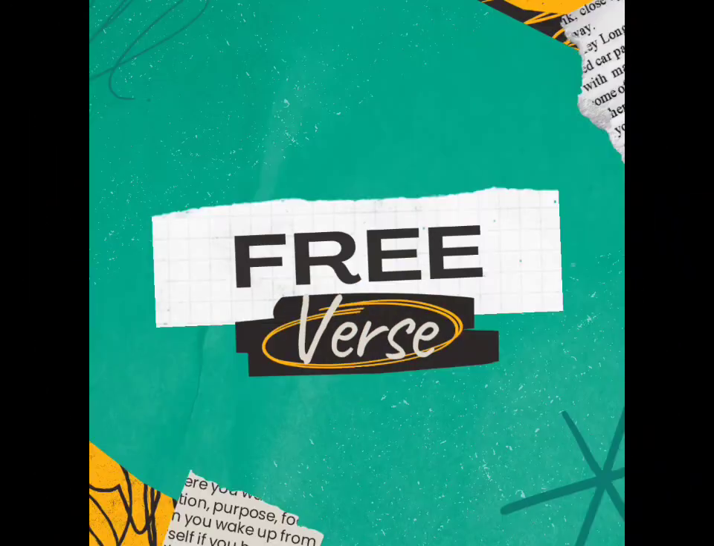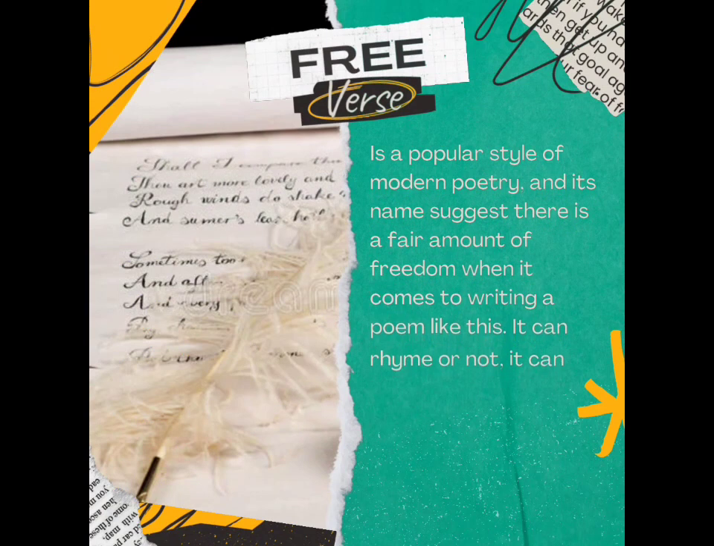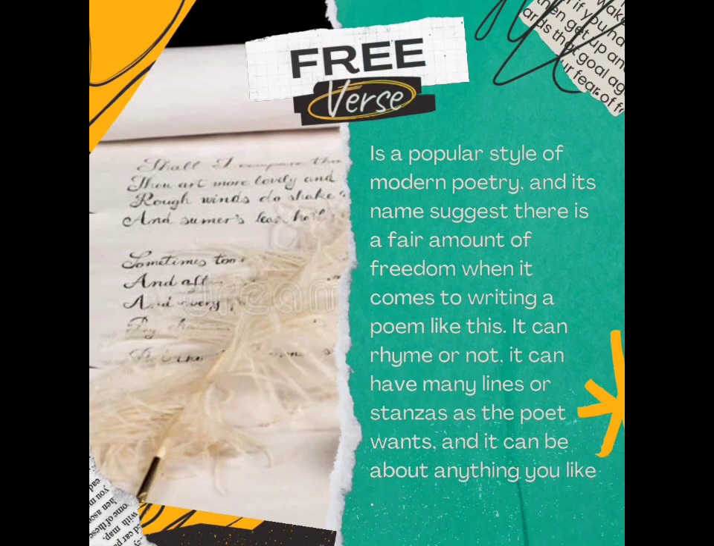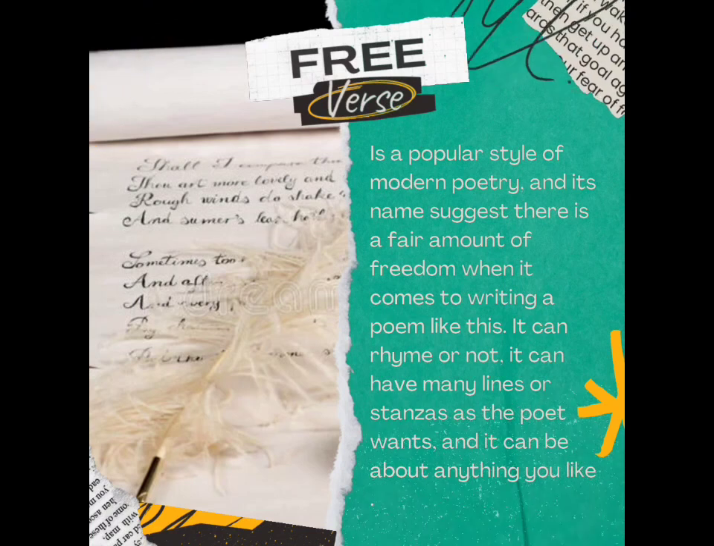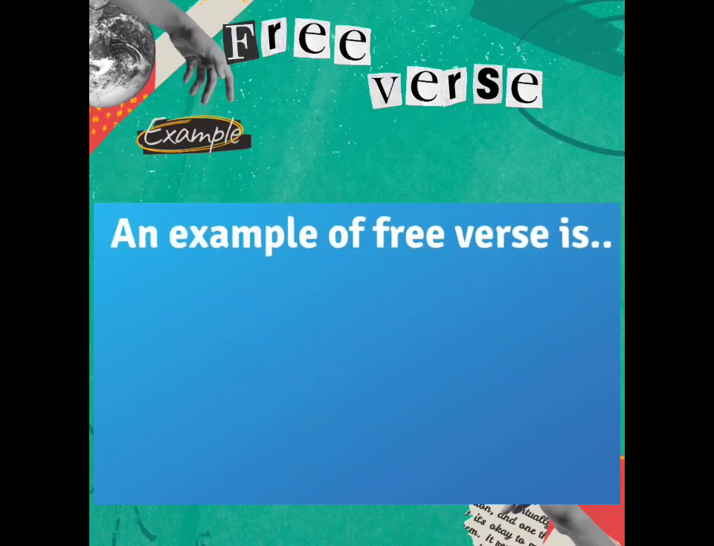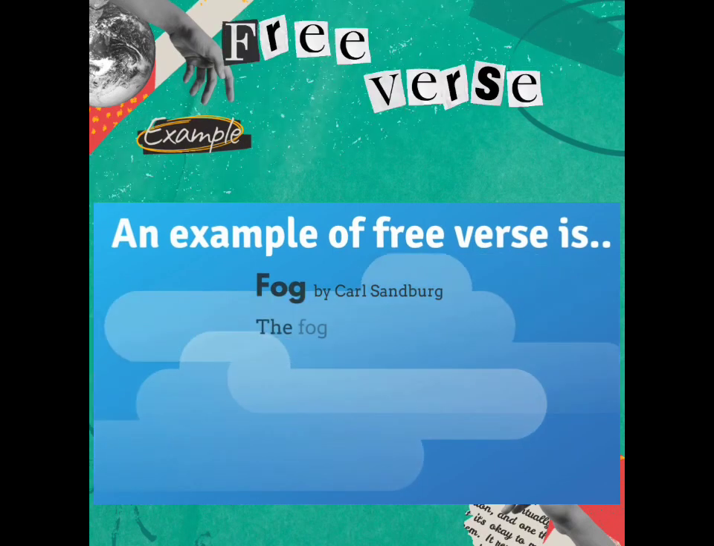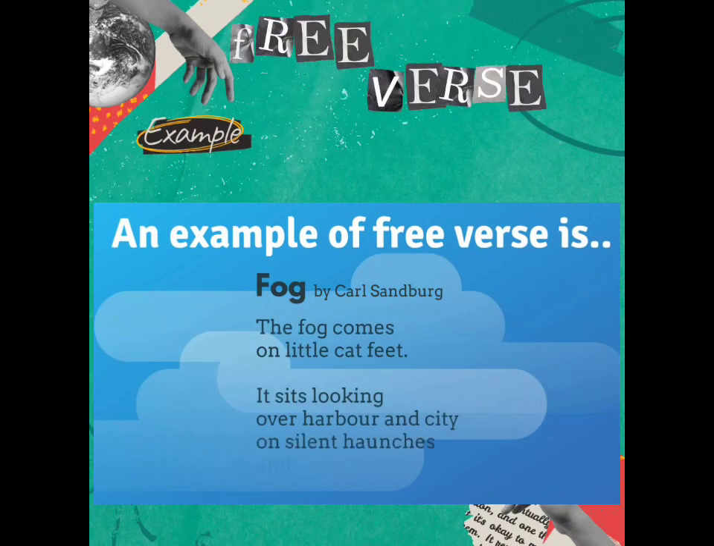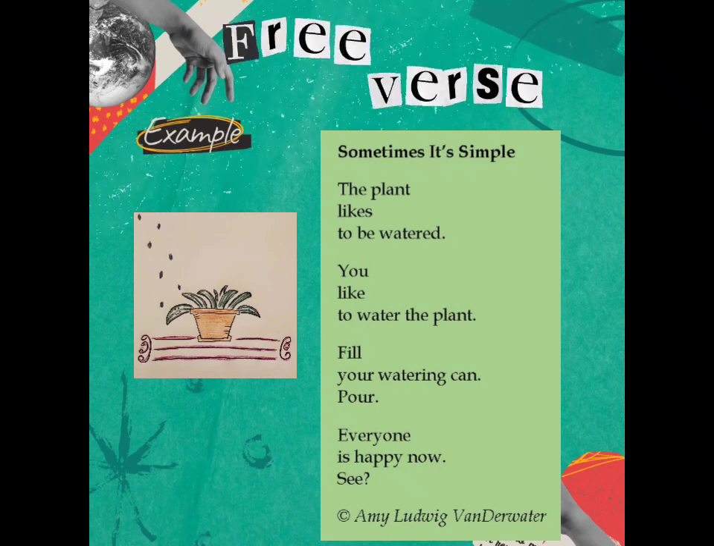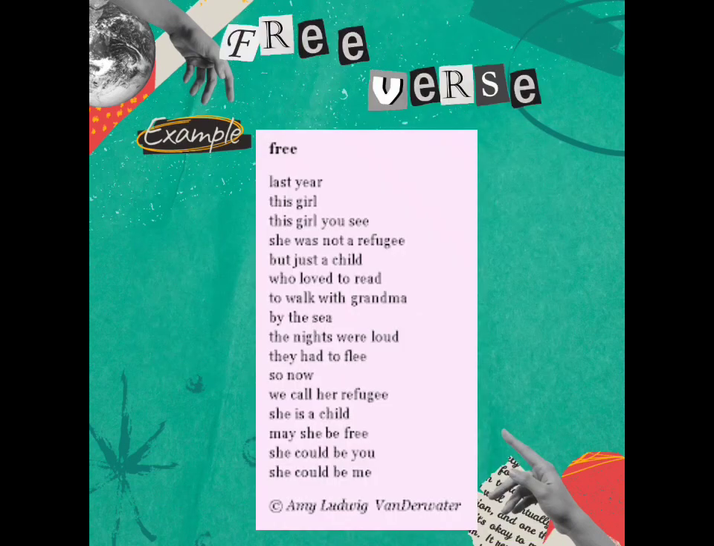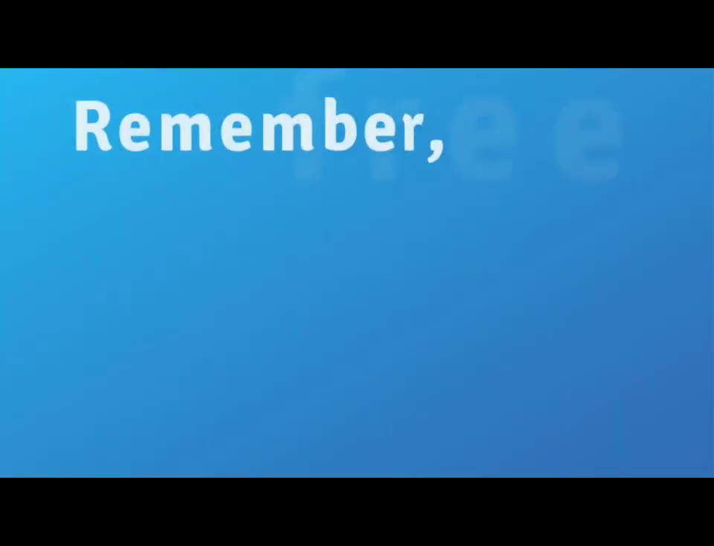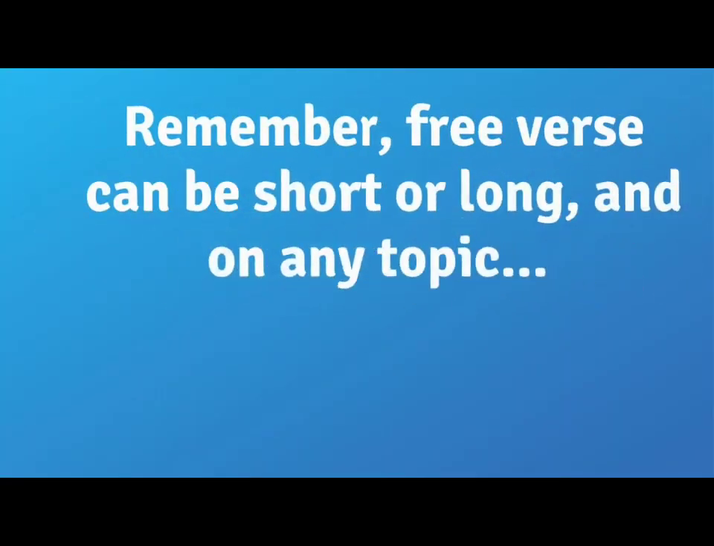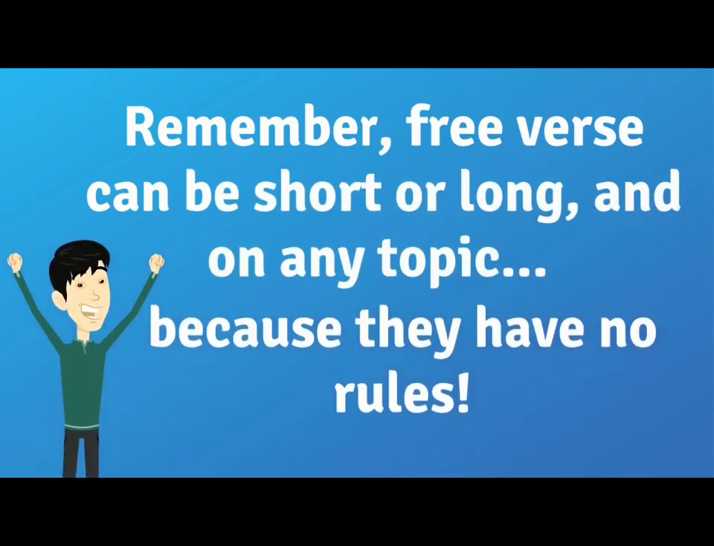Second is free verse. It's a popular style of modern poetry, and its name suggests there is a fair amount of freedom when it comes to writing a poem like this. Free verse can rhyme or not. It can have as many lines or stanzas as the poet wants, and it can be about anything you like. Some examples are... Remember, free verse can be short or long and on any topic because it has no rules.